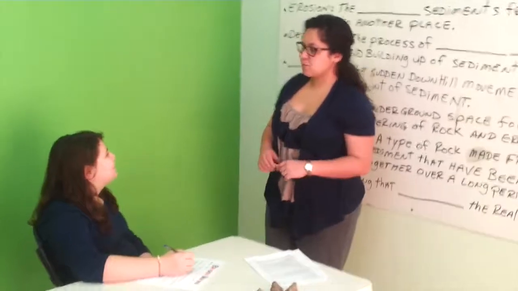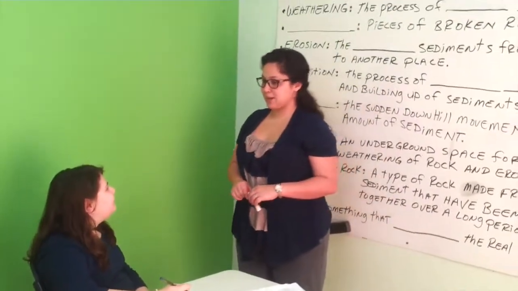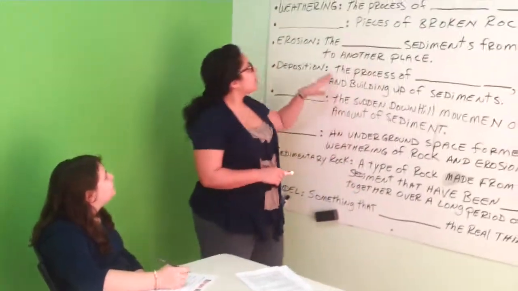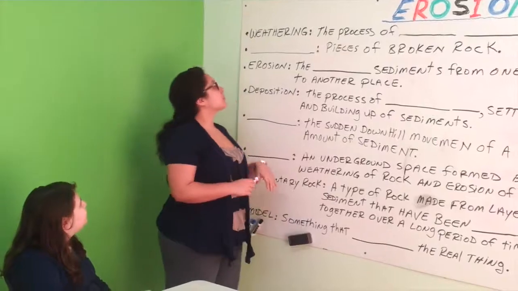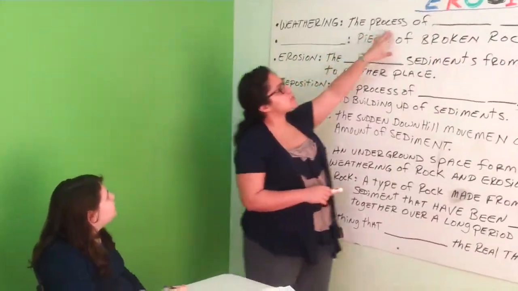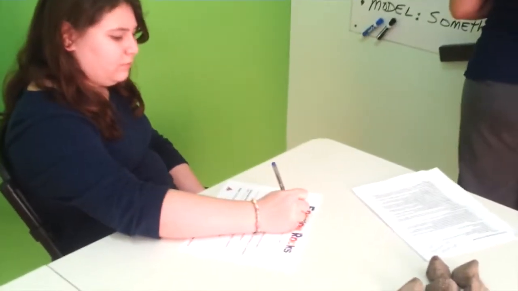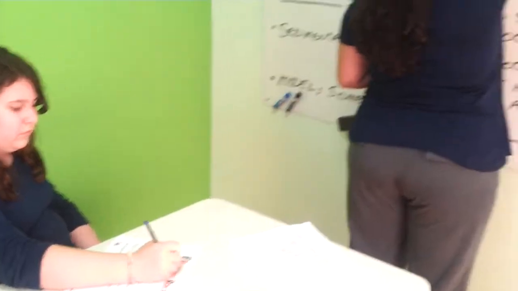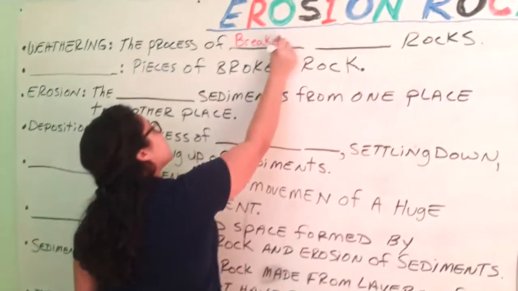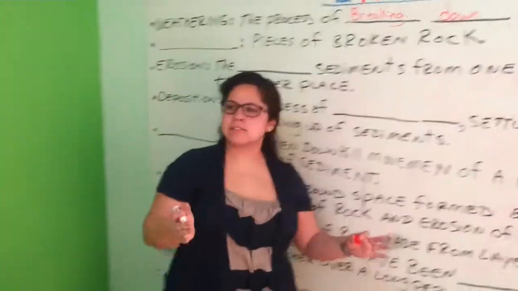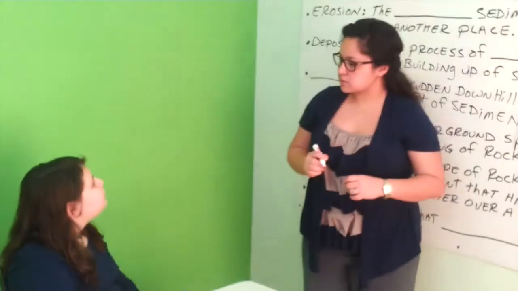Good morning, class. Today we're going to do an experiment on erosion and weathering. But first, let's start off with some vocabulary so we know what we're talking about. Help me out by filling in your worksheet as we go over it with the board. Weathering, the process of rocks. What could it be the process of? Process of breaking down. That is exactly right. It is the process of breaking down rocks.